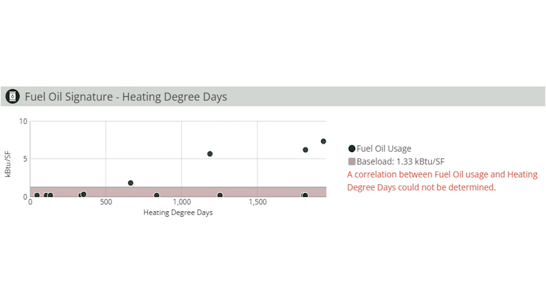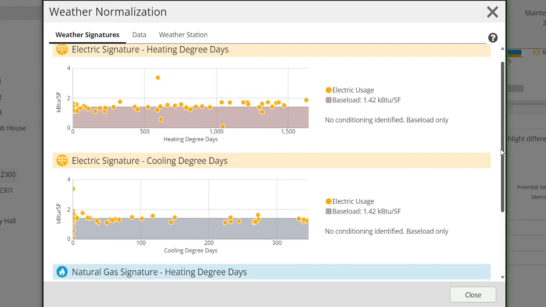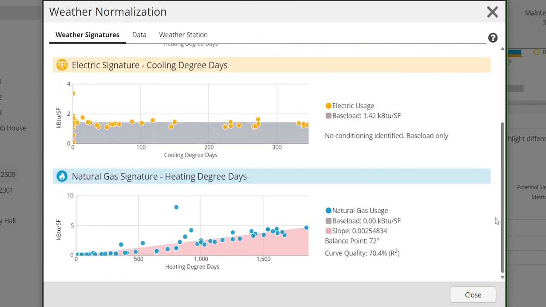It is not uncommon for delivery energy source types such as fuel oil and propane to be unable to determine quality weather signatures due to the nature of delivery and usage. Weather normalization is not applied to signatures with less than 50% curve quality.